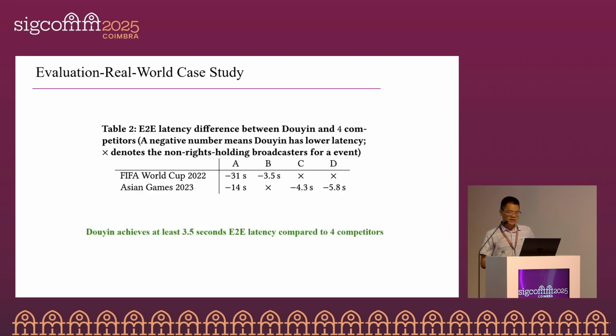So to further illustrate RTM's advantage, we measured the end-to-end latency during 2 major sports events, the World Cup 2022 and the Asian Games 2023, across Douyin and 4 other leading Chinese live streaming apps. The results show that Douyin powered by RTM achieved at least 3.5 seconds lower latency than its competitors.